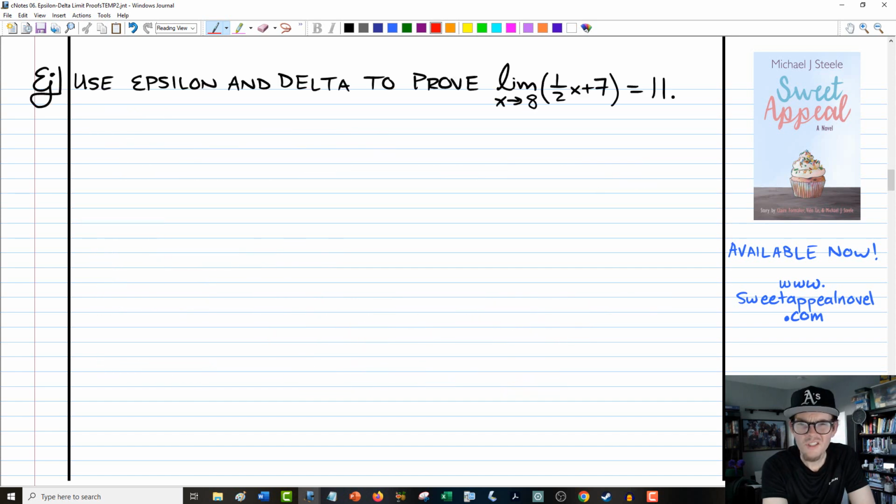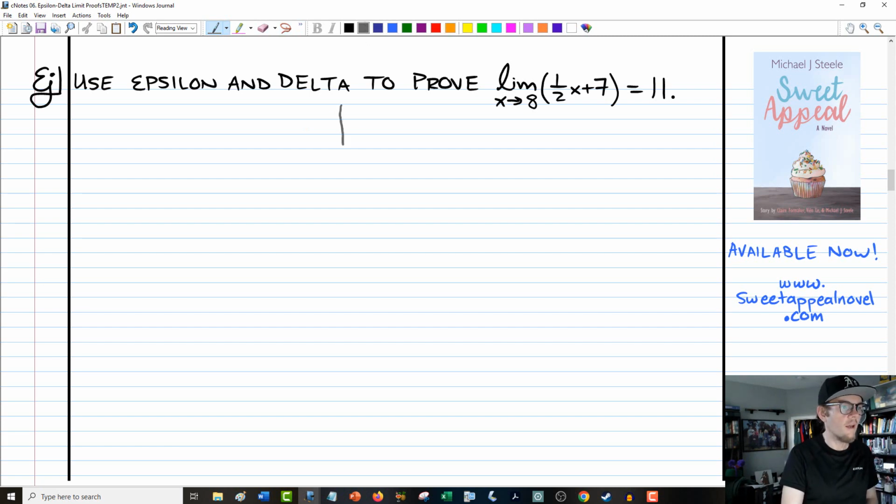So let's do one more just to illustrate this process and make sure you're comfortable with using that plan. This time we're supposed to use epsilon and delta to prove that the limit as x approaches 8 of the line 1/2 x plus 7 is equal to 11. And again, you could use direct substitution and say this function's continuous because it's a polynomial, but that's not what we're being asked to do here. We are specifically supposed to use epsilon and delta, so that's what we're going to do.